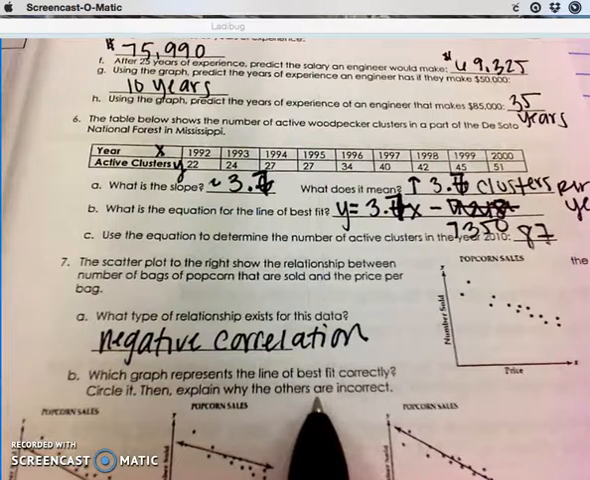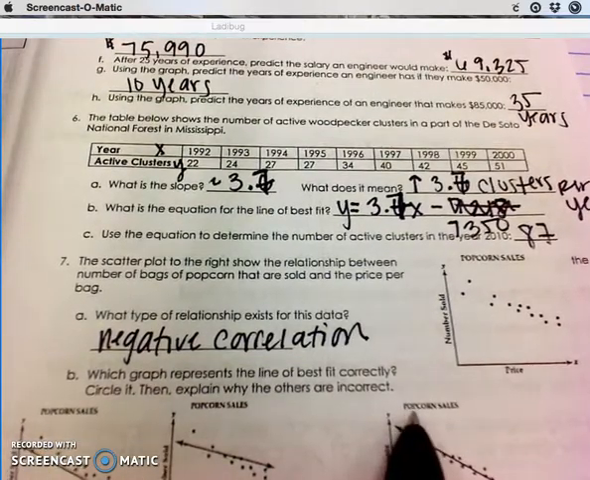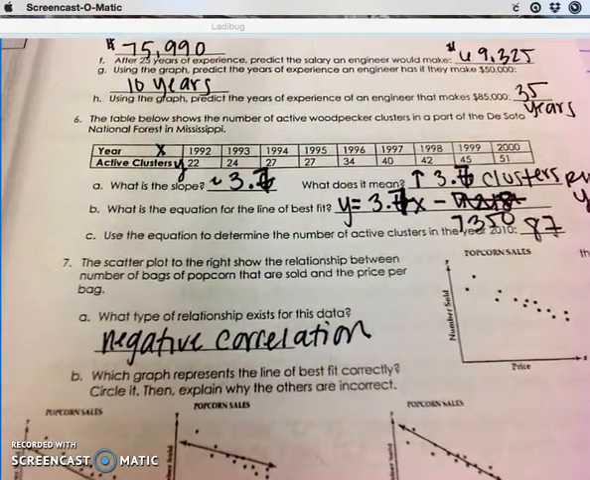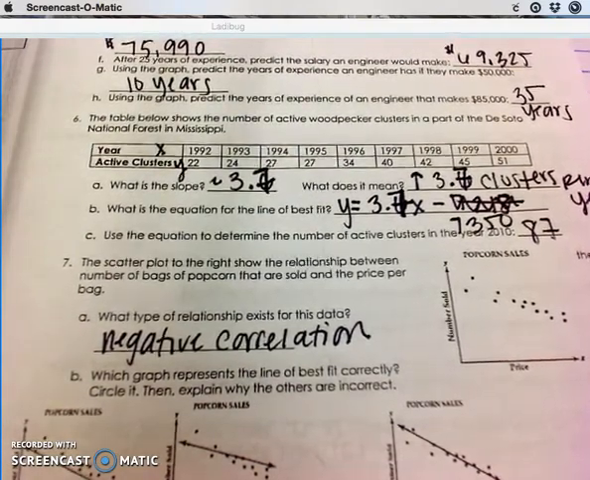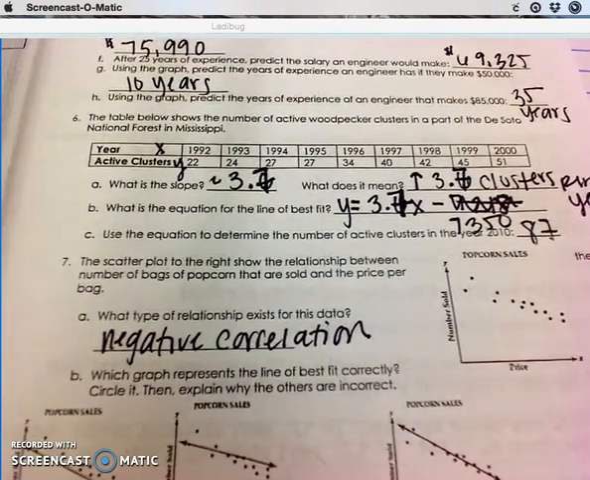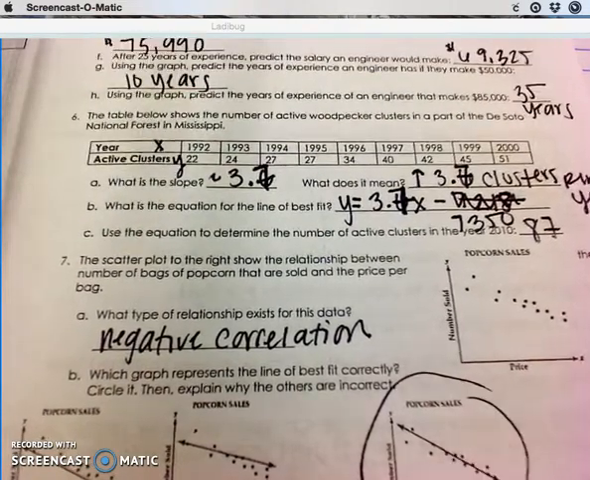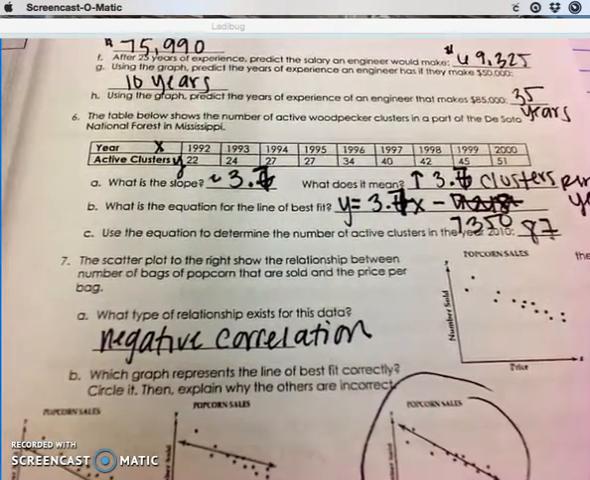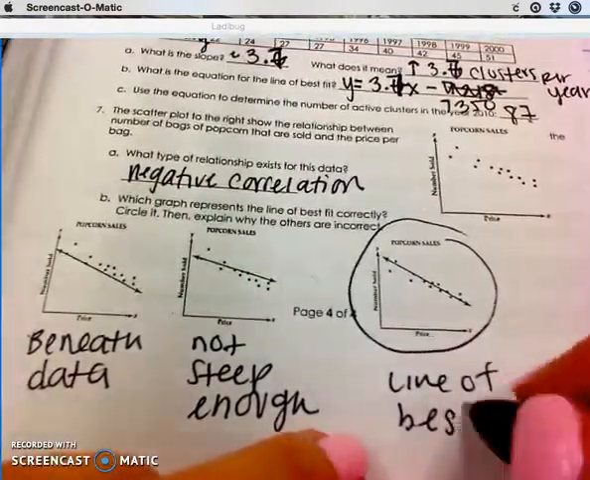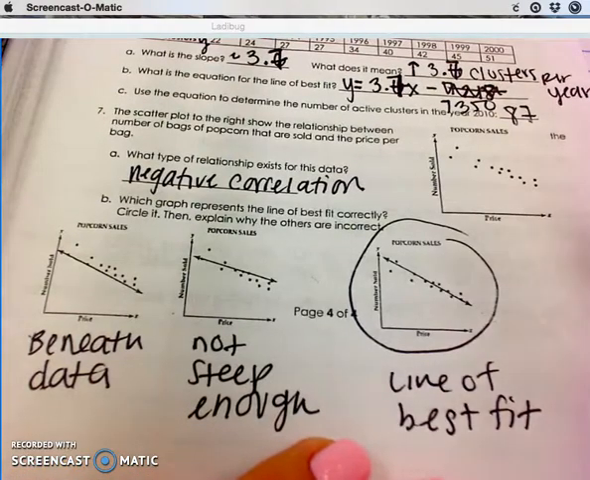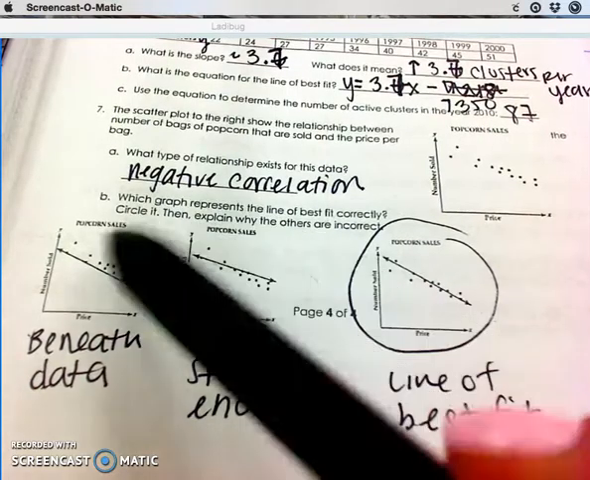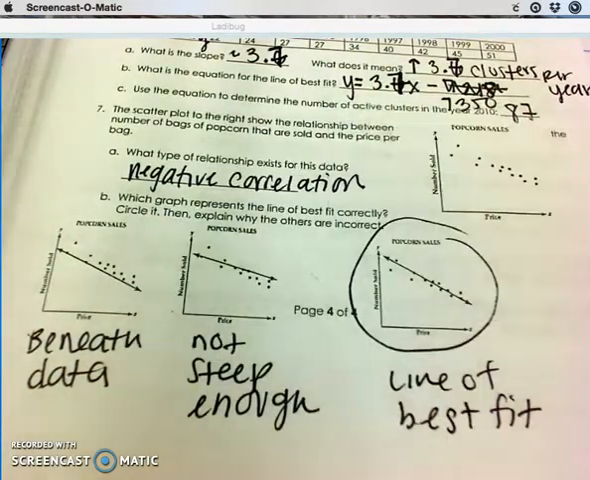Circle the graph that represents the line of best fit and explain why the others are incorrect. This is beneath the data. This is not steep enough. This is perfect. This is the line of best fit. That goes right through the middle of the data. This would have had to be steeper to go through all the data, and this is just set too far underneath the data.